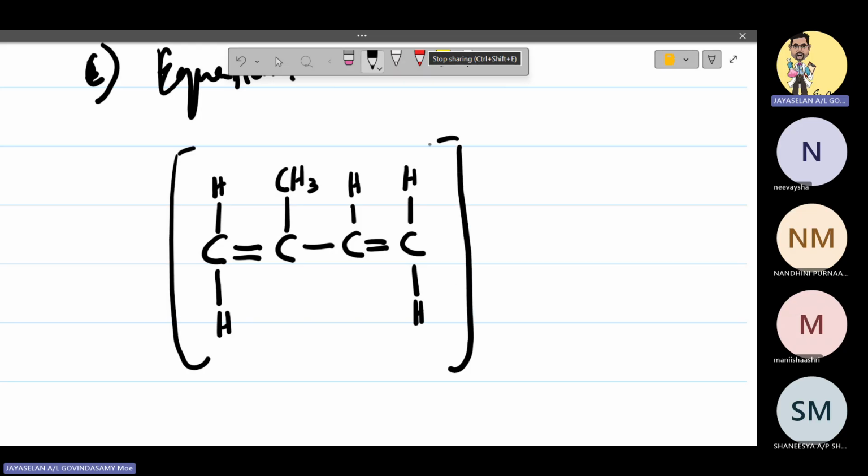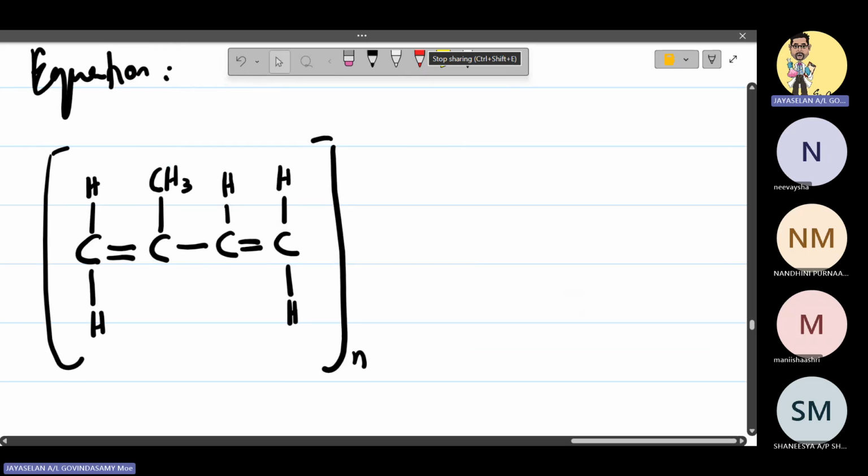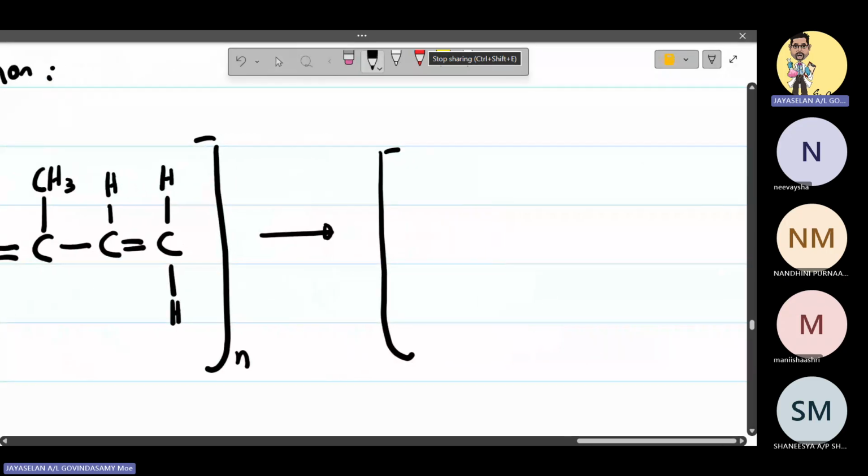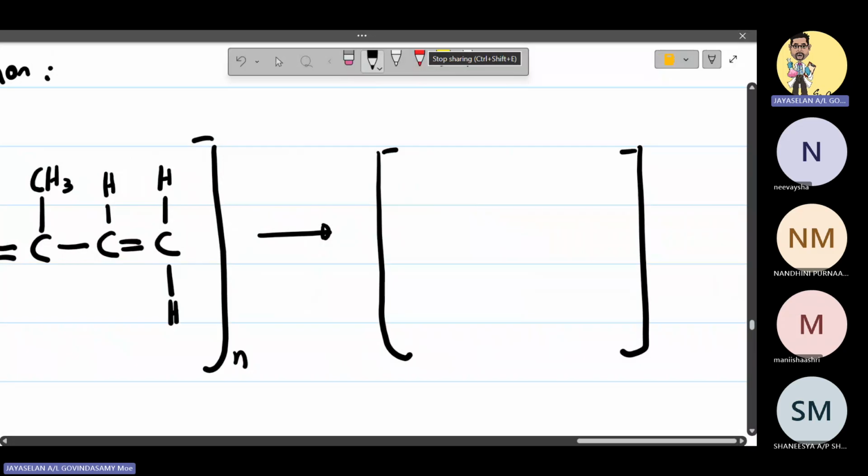You can open the bracket, or you don't need to open the bracket, also can. Some teachers ask you to just put n only. So you already do this, right? You only need to do this, the rest is all very easy. So how to do the equation? Very easy. Open bracket, then close bracket. You see, I do.